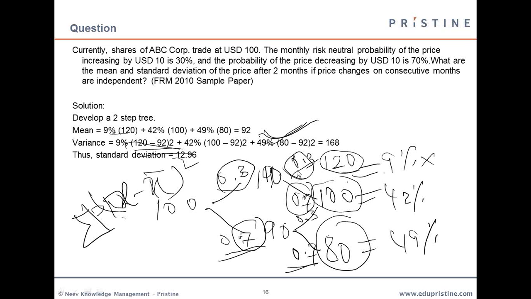Mean, it's simply using these two steps, we can simply calculate that as I showed you here. And the variance can be calculated using the formula for variance, which is sigma p into x minus x bar whole square. X bar we obtained mean as 92. So x, the values are 120, 100 and 80. So we'll sum them up to get the variance as 168, which will give you a standard deviation of around 13.